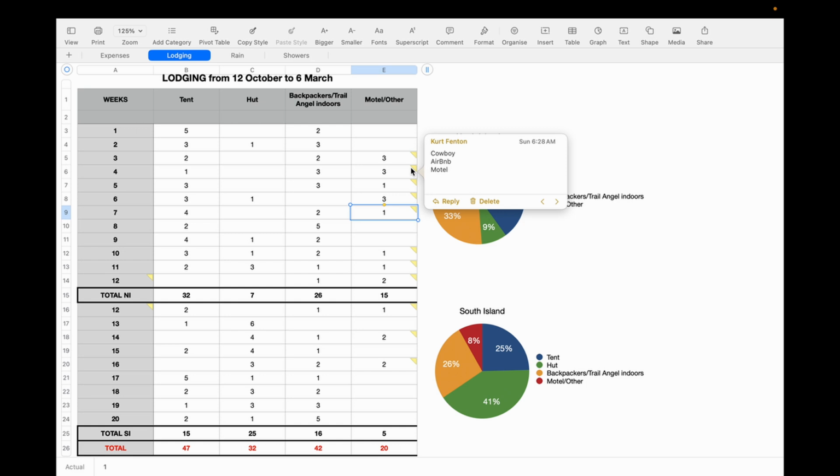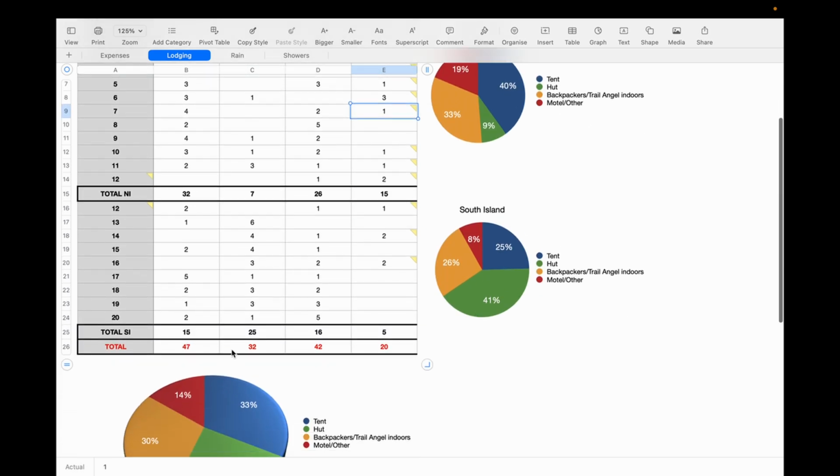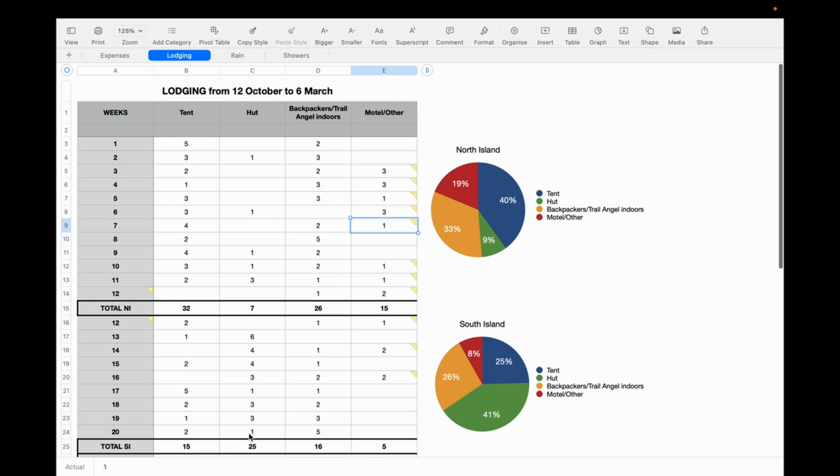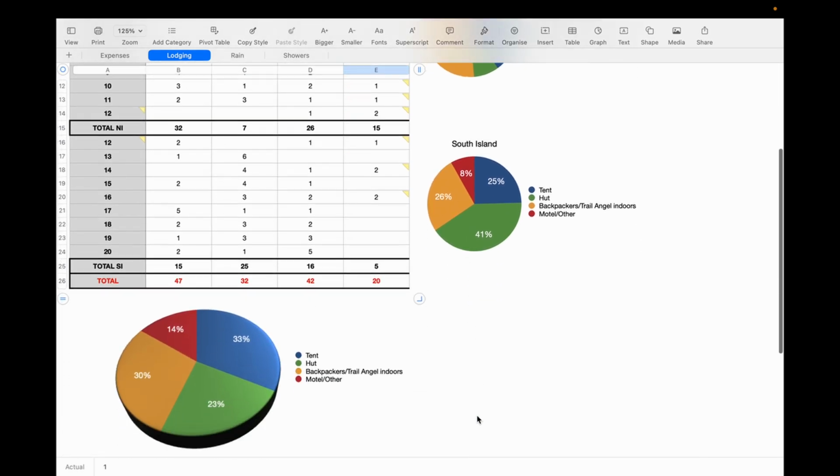Here was Cowboy Camping, Airbnb. I think the rest of these are Airbnb or motels down along the way here. So North Island, you can see, those two were the biggest. When you get to South Island, you start hitting the hut system. And obviously there, you've got a lot of huts. So the huts moved up to 41%, tent dropped down to 25%, backpackers 26%, and then motel and others 8%. So a whole lot more here on the South Island in the huts.